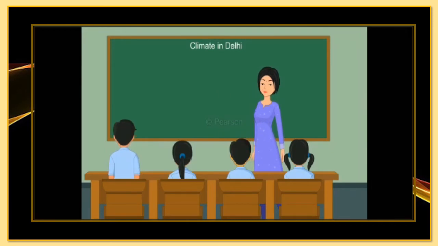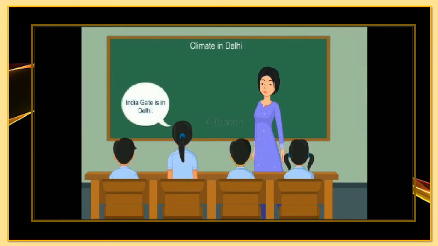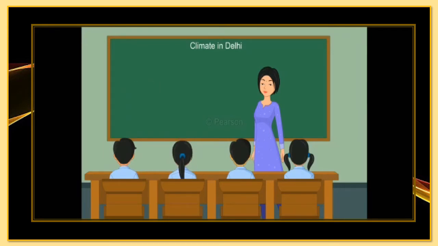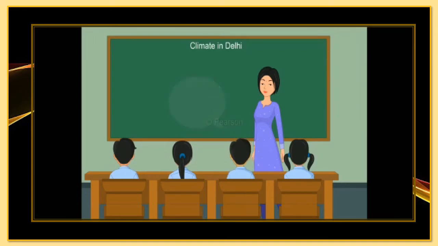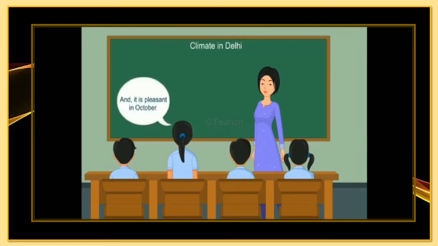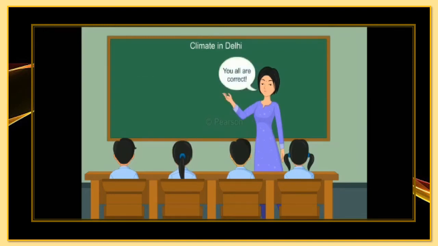Anbu says, New Delhi is the capital of India. Sara says, India Gate is in Delhi. Varun says, Delhi is very hot in summer and very cold in winter. Sara says, And it is pleasant in October. You all are correct. Let me explain about the climatic conditions of Delhi.